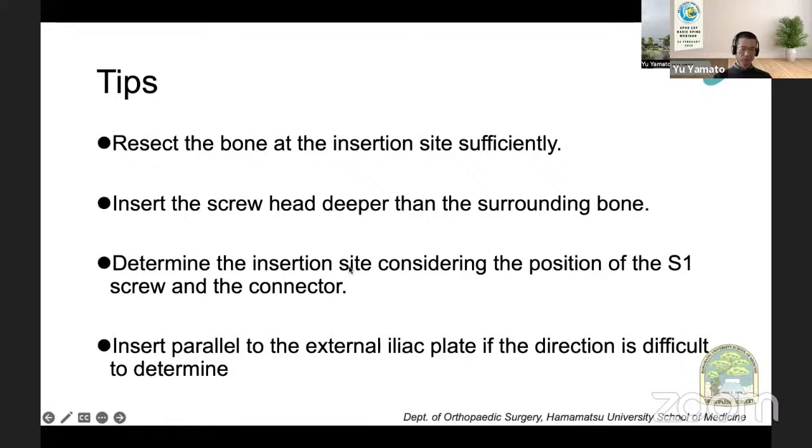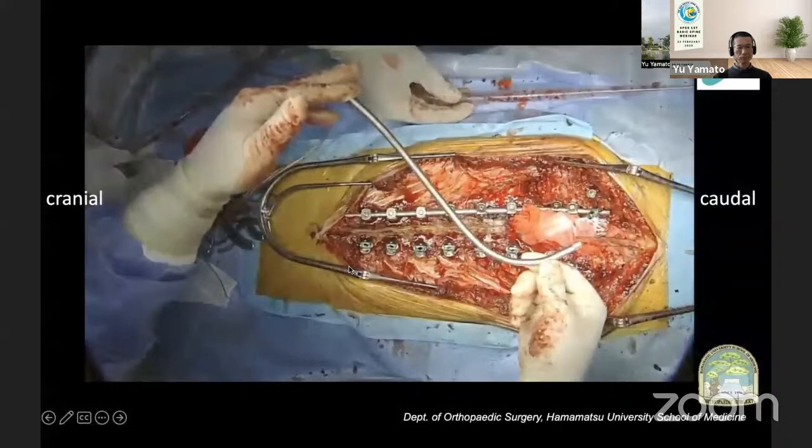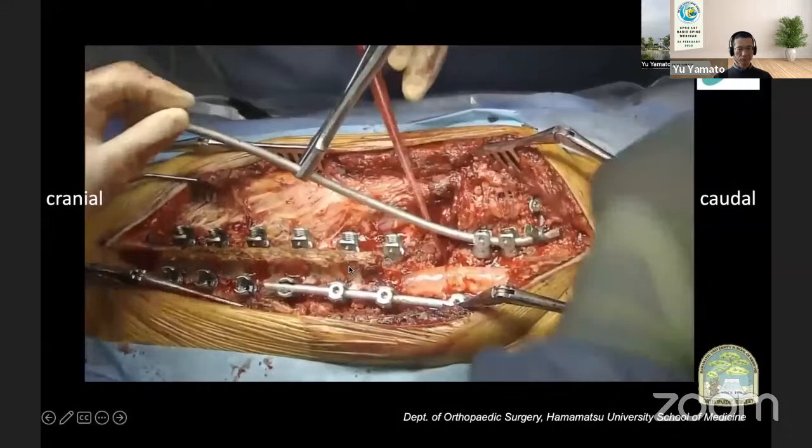Insert parallel to the external iliac plate. The direction is difficult to determine. The iliac screw is a strong pelvic anchor. We can correct the pelvis to anteversion using the cantilever technique.